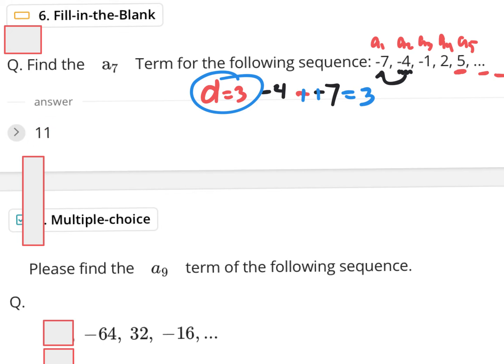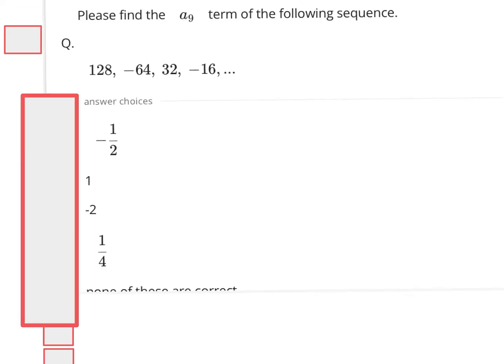Let's move on to the next question. On this next question, we want to find the 9th term of this following sequence. So again, the 9th term. So we have a sub 1, a sub 2, 3, 4. We want 5, 6, 7, 8, 9. Okay, so in order to do this, we need to understand whether it's arithmetic or geometric. Is there a common difference or a common ratio?